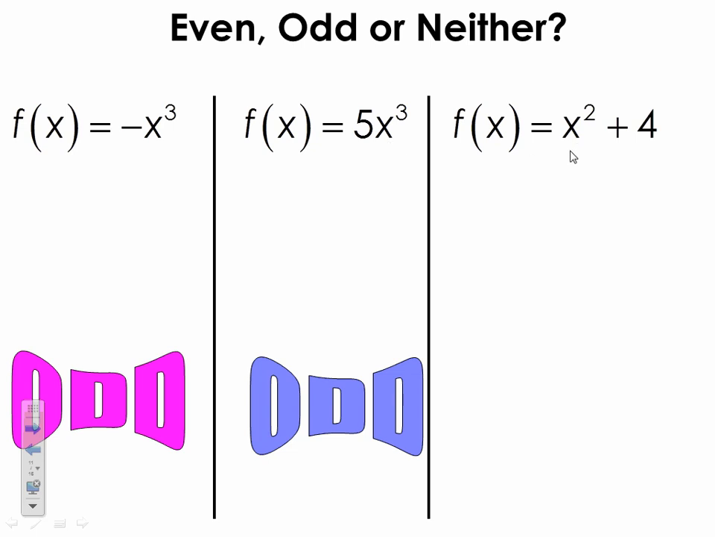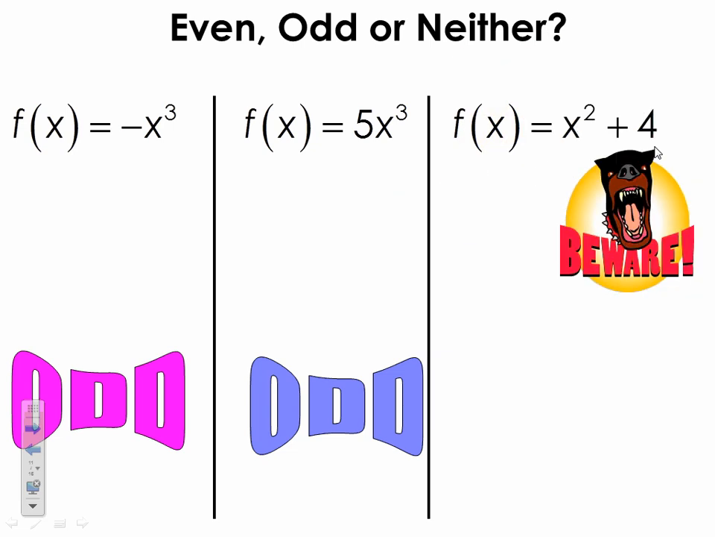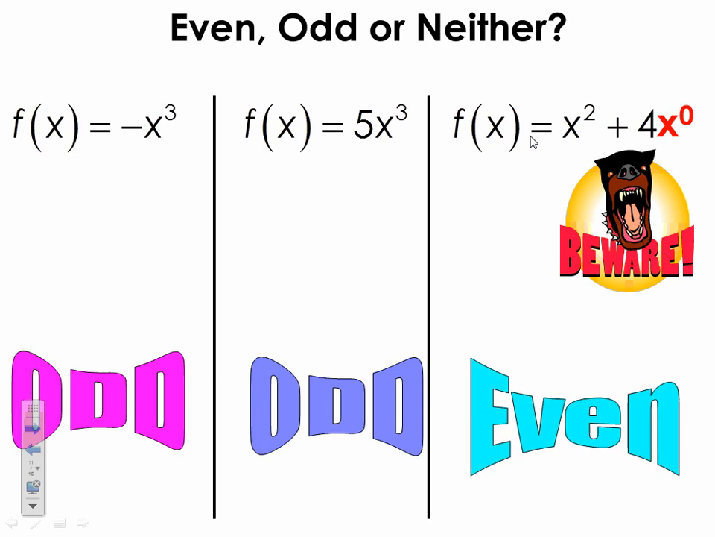What about this last one? This last one, x squared plus 4. Well, 4 doesn't have a variable, but we have to beware because it's a constant. So since that's a constant, what was the variable that it had to have? It had to have x to the 0. So 2 and 0 are both what kind of numbers? They're both even numbers. So that means this function must be even.